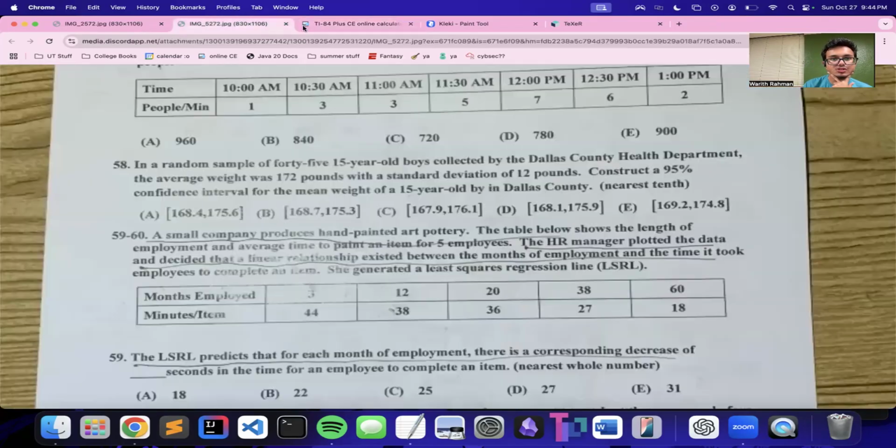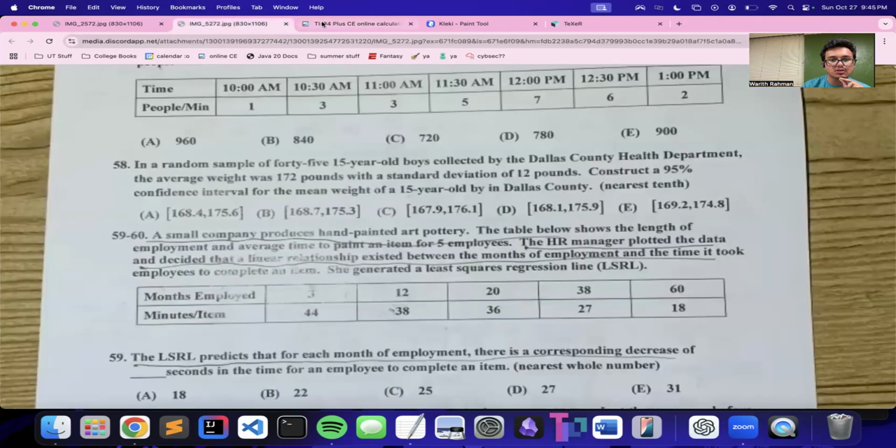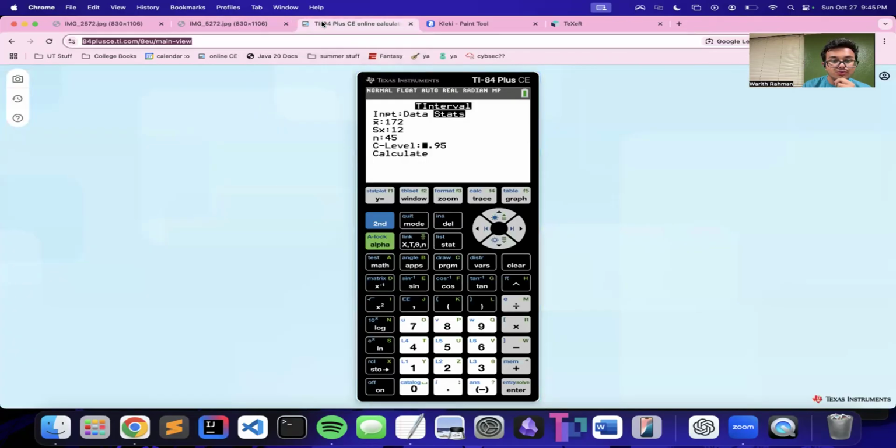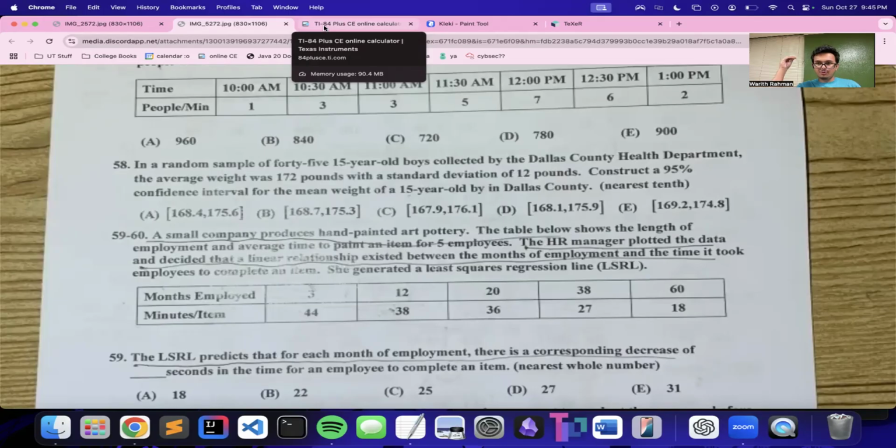We're told that we have 45 people, average is 172, and standard deviation is 12. So average is 172, 12, 45. Then we just need to figure out a 95% confidence interval. This means that we're 95% sure that the true mean, out of all 15-year-old boys in Dallas County, their mean weight is going to be in this range.